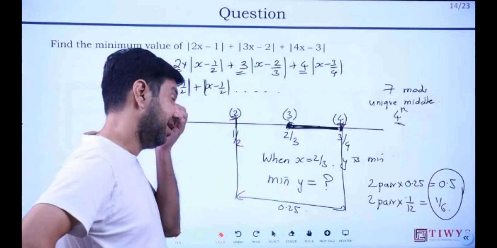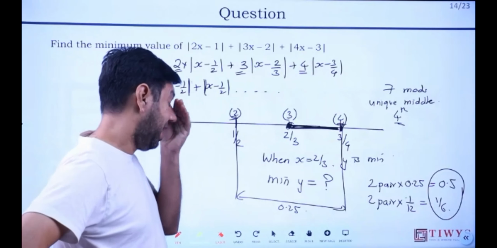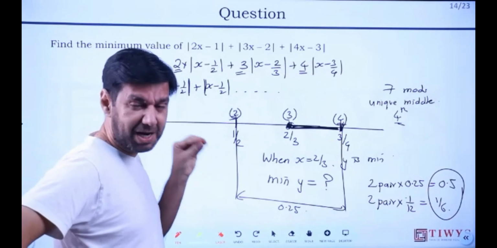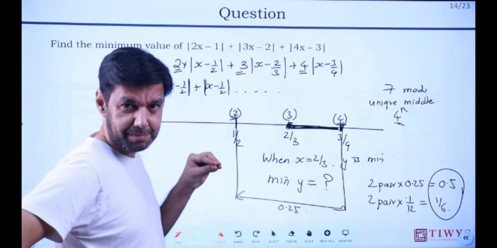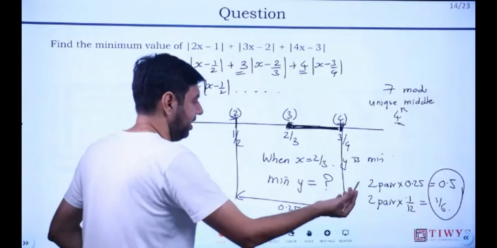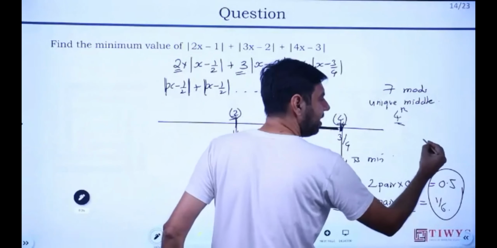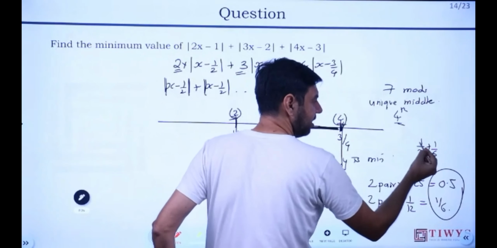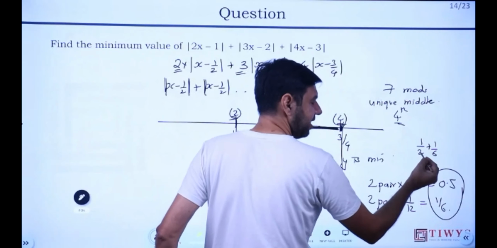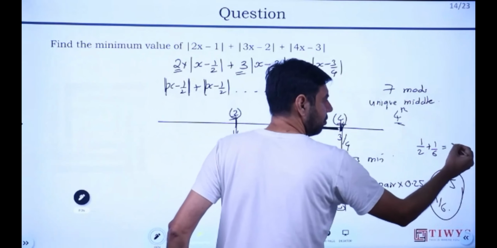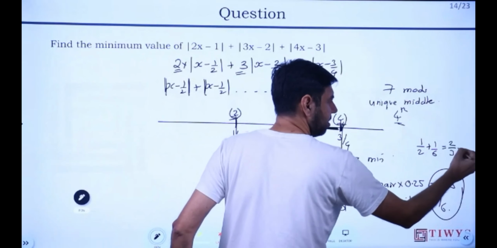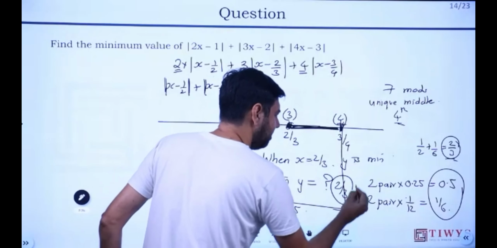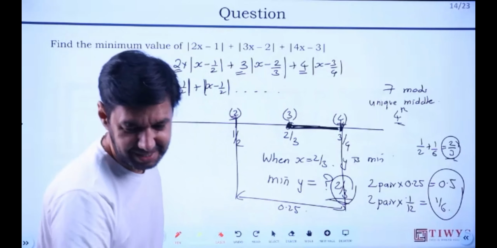Okay? Let me do it once. 2 pairs of 1 by 12 means 1 by 6. So half plus 1 by 6. 4 by 6, 2 by 3. How did I add this? Half plus 1 by 6. This is as good as 3 by 6 plus 1 by 6, so this is going to be 4 by 6. That is 2/3. So both the answers are 2/3. So good, your answers are right.